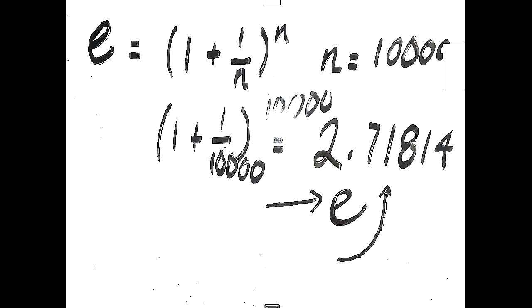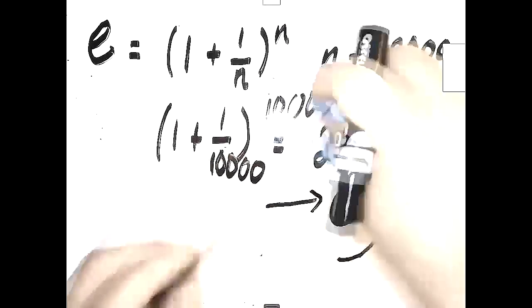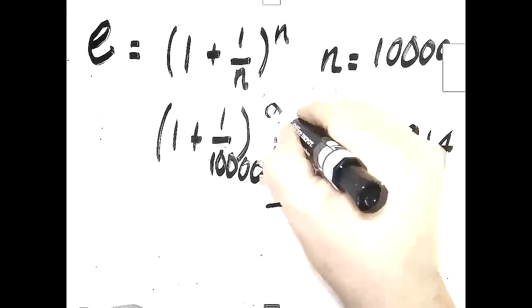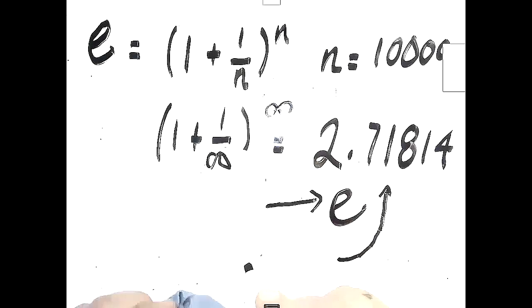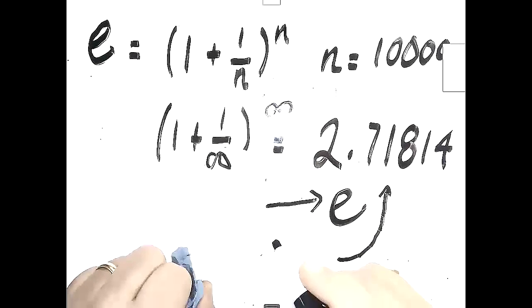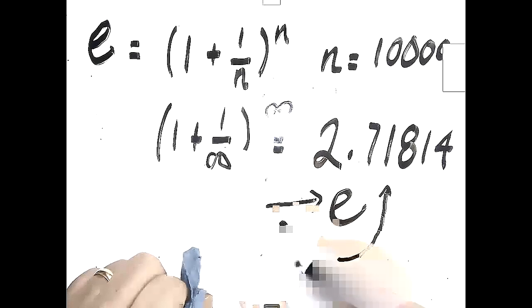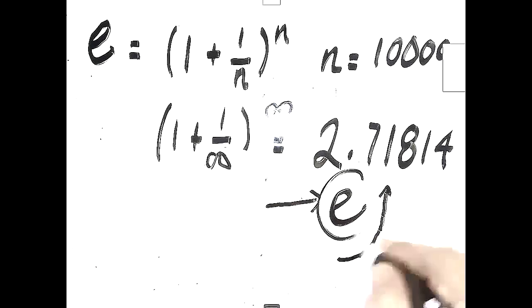We could even write it like this. We could say, instead of 10,000, we could use a symbol for infinity: 1 plus 1 divided by infinity, to the infinity power. Well, that will be precisely e.